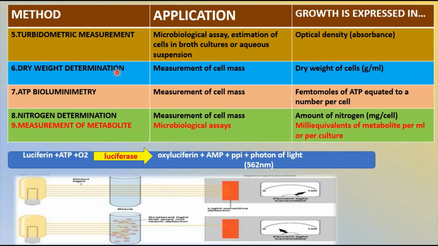After separating the culture by centrifugation, the pellet of the bacterial culture was taken and dried in the oven at 110 degrees centigrade, and then it was dry weighed. The dry weight of the cells is expressed in grams per ml. Then, moving to ATP bioluminometry.